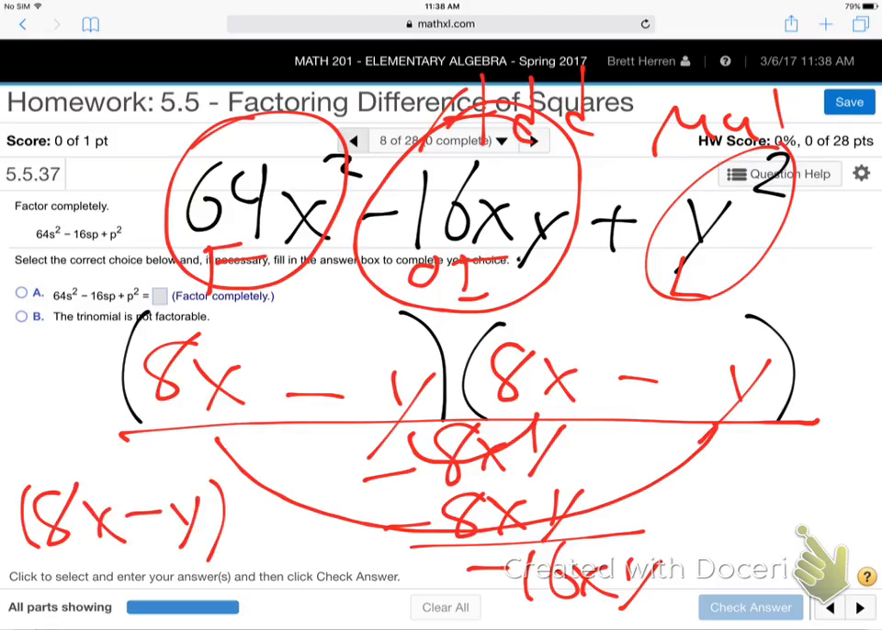So we go 8x minus y, quantity squared. Is that good? Questions on that? No? We good? All right.